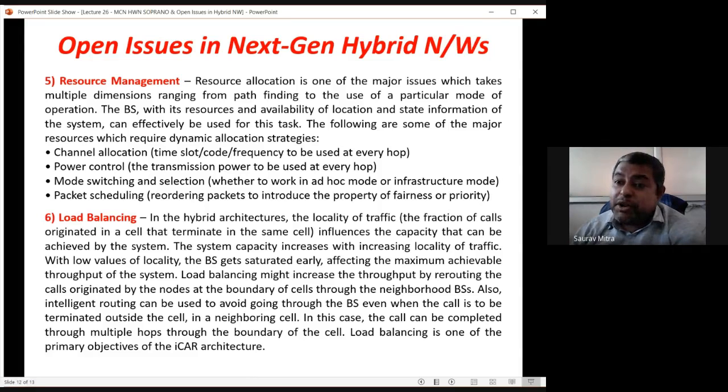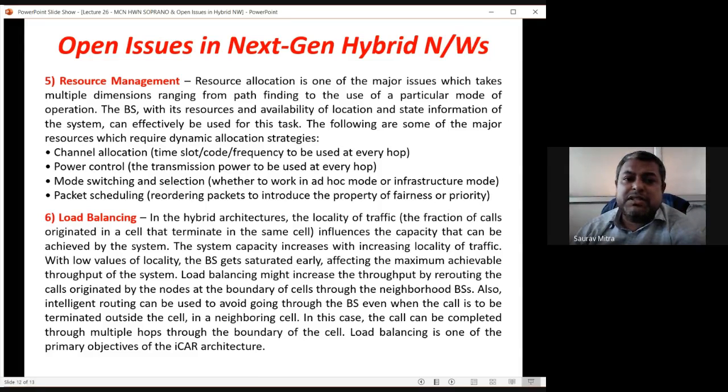Resource management is a very important issue, because an ad hoc network is already a resource constraint kind of network. Resource allocation is one of the major issues which takes multiple dimensions, ranging from pathfinding to the use of a particular mode of operation. While pathfinding, we have to check what are the resources in the path. Path means many nodes are connected between transmitter and receiver. What is the energy, the remaining battery charge in the nodes in that path, that we have to check. How much bandwidth is allocated to each node in that path, that we have to check. Whatever links are there, whether those links are congested or not, free or not, that we have to check. So these are the resources.